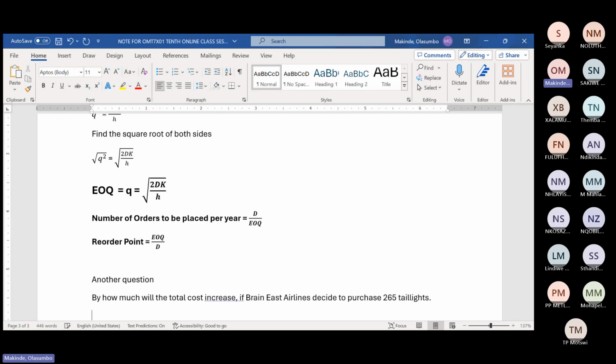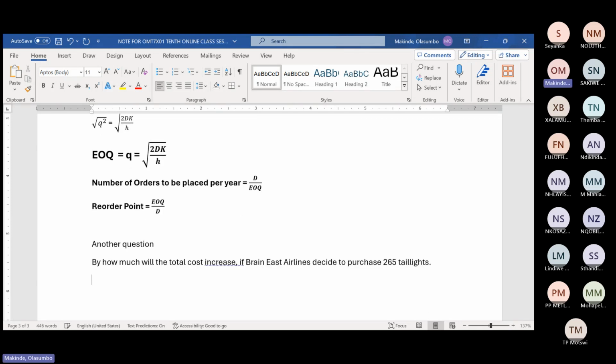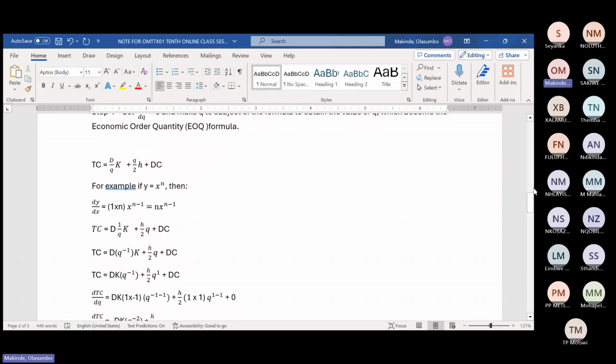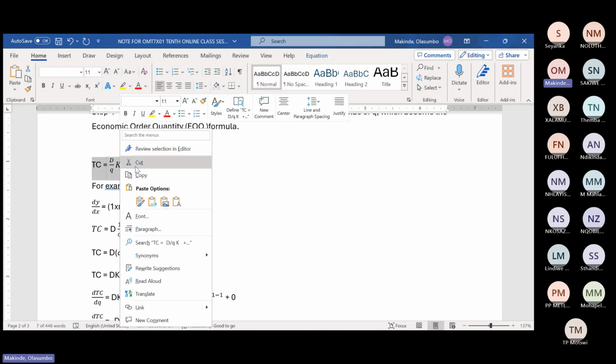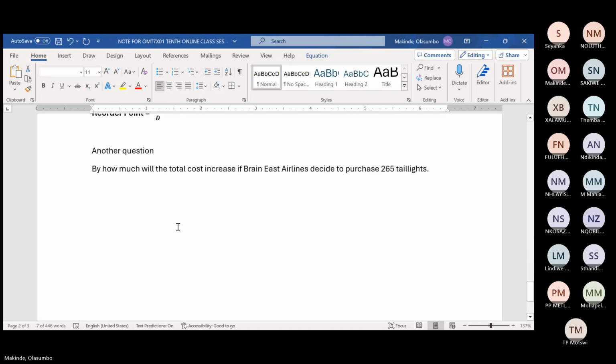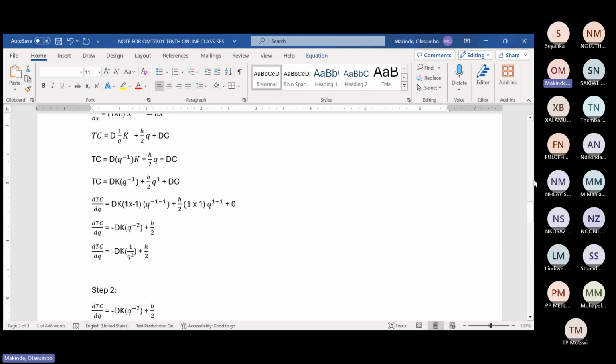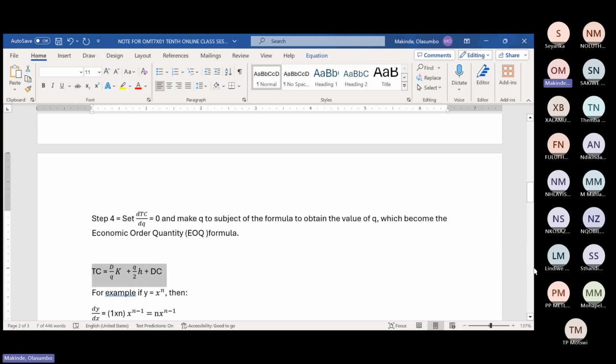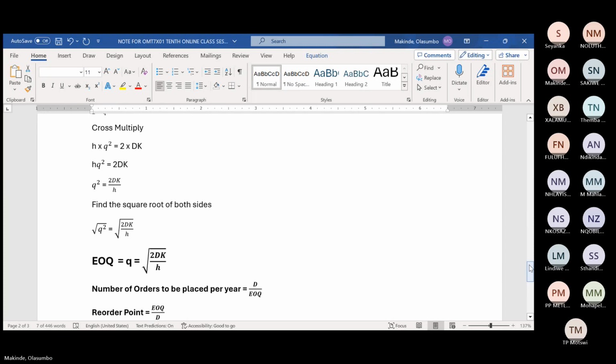So they want to see the cost implication of that. So if you want to calculate that, that is more of you running a sensitivity analysis. And the way we do that, let me just show you. If they have a question like this in the test, you just take TC, the formula for your total cost equation, you bring it down.